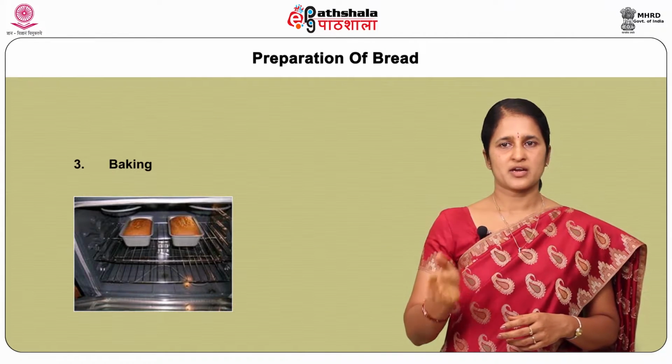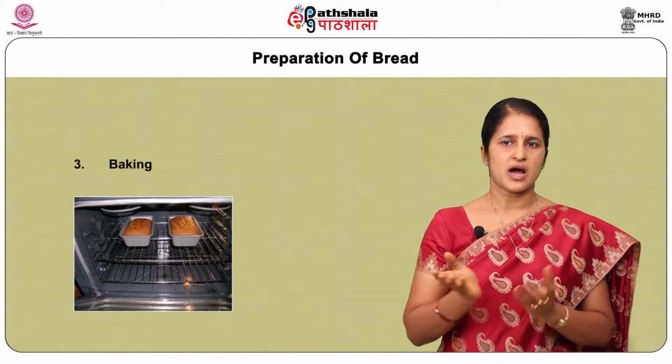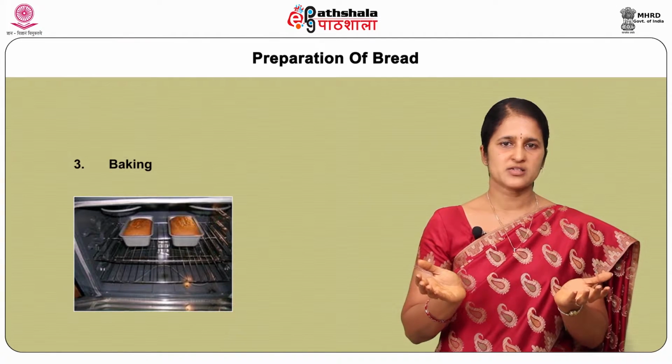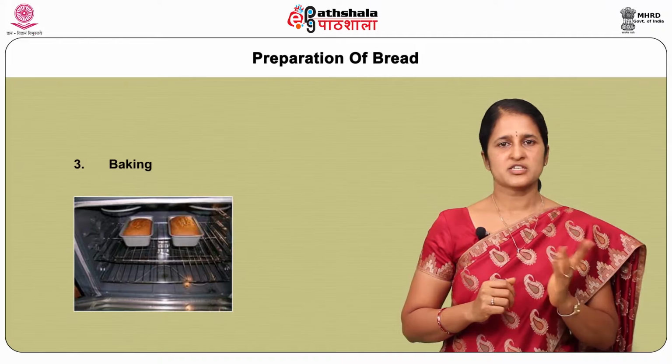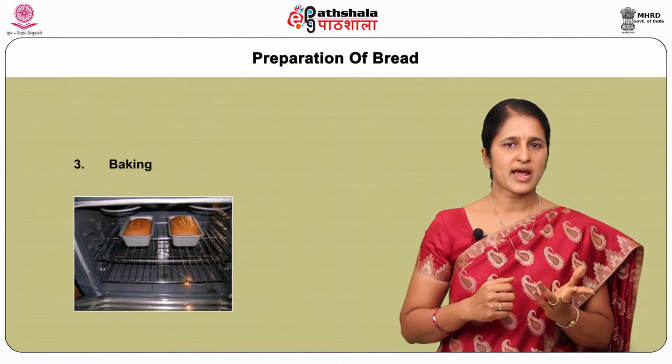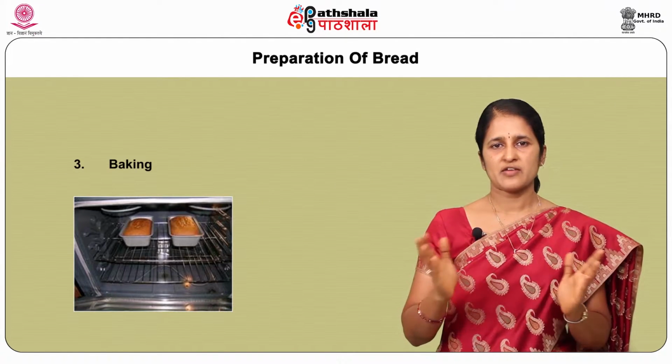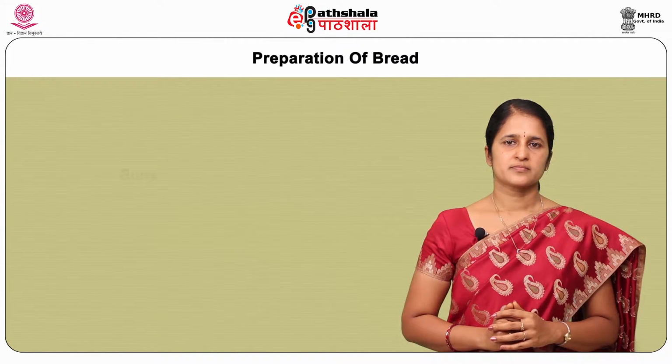The upper part of the bread is called crust and the lower portion of the bread is called crumb. Suppose if you want to increase the shelf life of the bread, calcium propionate can be added and the shelf life can be increased.